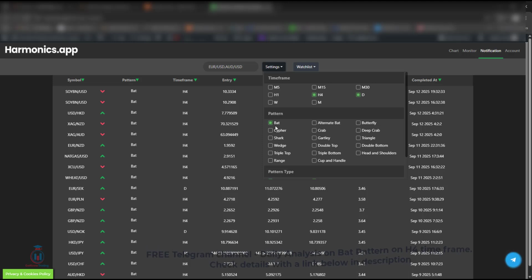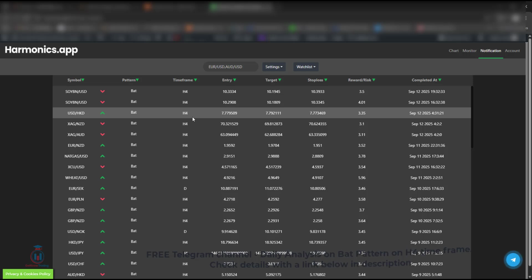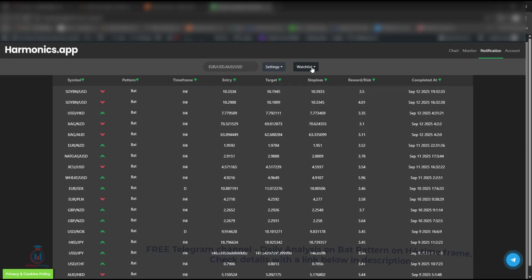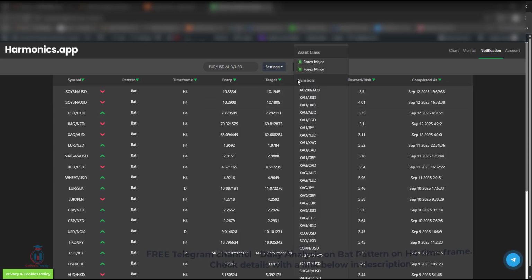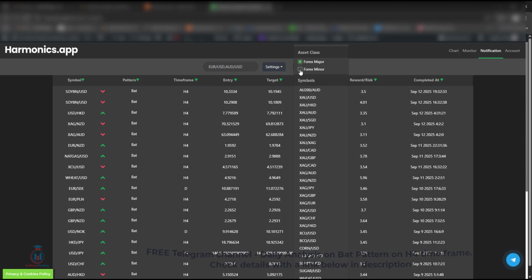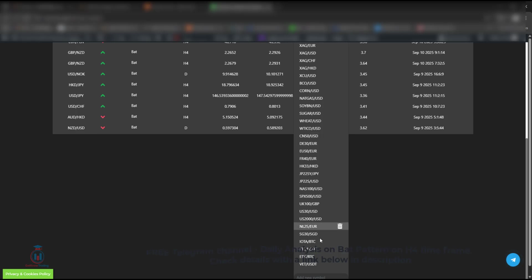the pattern. I am using only the bat pattern because I'm focusing only on this pattern, but you can select more of them, and whenever there is a pattern formed on the chart for all the symbols that you have selected. And here is where you select the symbols, Forex major, Forex minor, you simply click on it, and you can add more of these which are not inside the major and minors. Simply go down, click here where it states add new symbol, and type it.